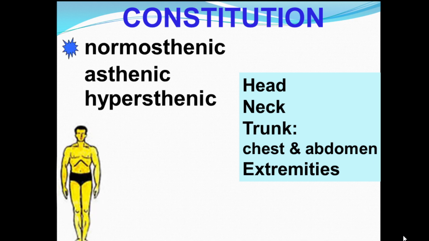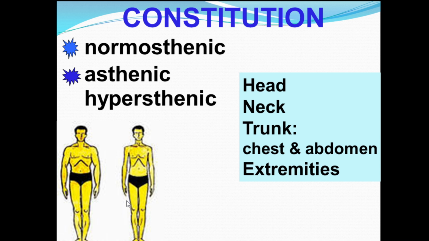We are talking about normosthenic constitution when the body is proportional. The patient has a moderate size of the head and neck, the size of the chest and abdomen is approximately the same, and the length of the extremities is moderate. 80% of people have normosthenic constitution, and sometimes when we walk along the street we do not pay attention to these people because they are usual.